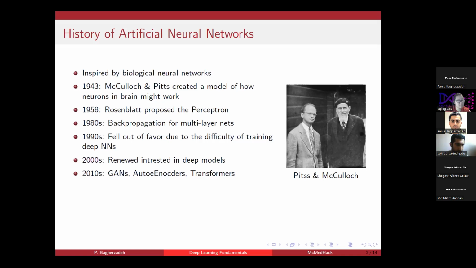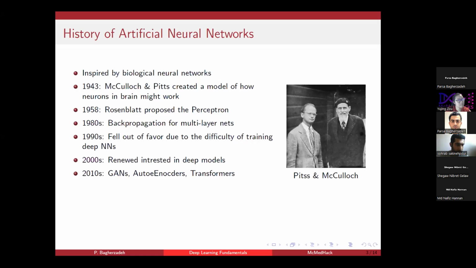Until the 80s, the learning of ANNs was limited mostly to single layer networks. However, the introduction of the backpropagation algorithm allowed us to train multi-layer nets. However, because of the difficulties of backpropagation and training of multi-layer nets, ANNs fell out of favor in the 1990s, which we refer to as the AI winter.